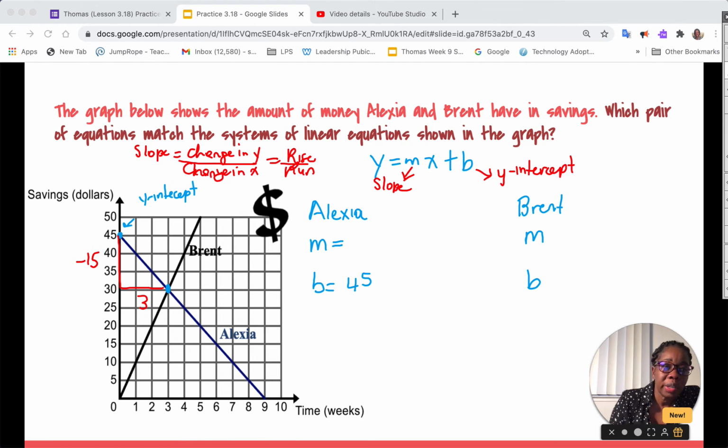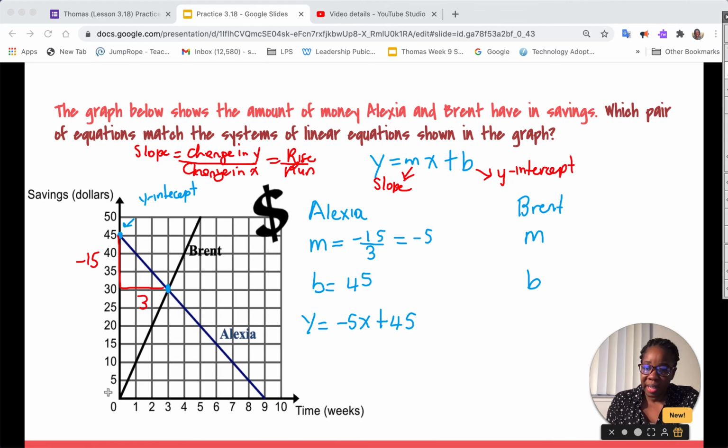So what we notice is the slope for Alexa's line is going to be negative 15 for the rise, or change in y, over 3. When that is reduced, that's a negative 5. That means we can write the equation for Alexa's line: y is equal to negative 5x plus b, which is 45. Now let's check out Brent's line.